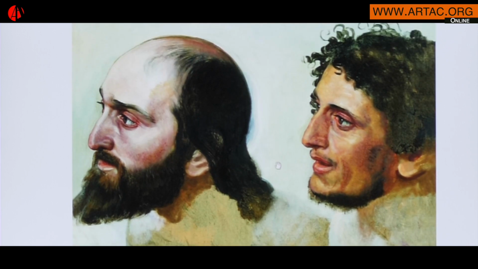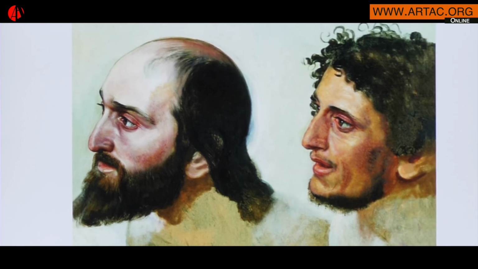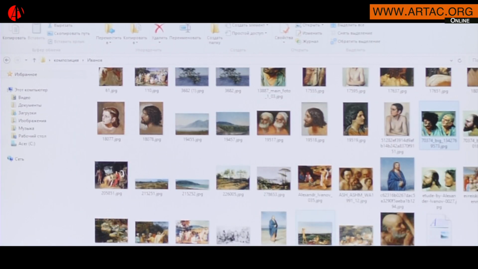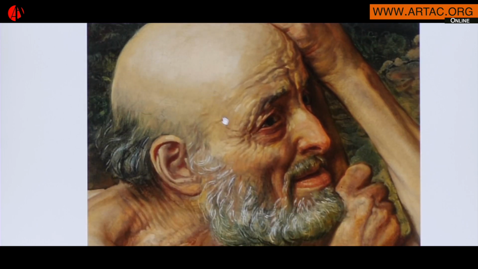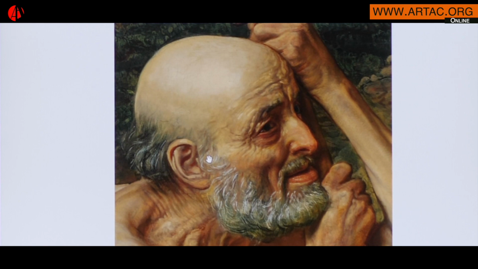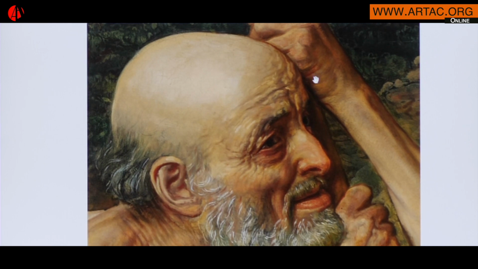There are another two images. So here is the fragment of the old man, which is already on the painting. Unlike the painting, we can see the concentration on the detail here.